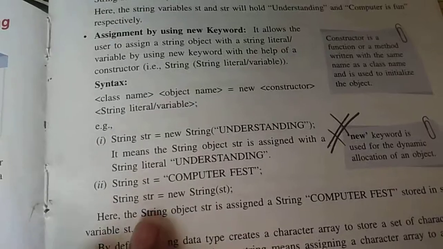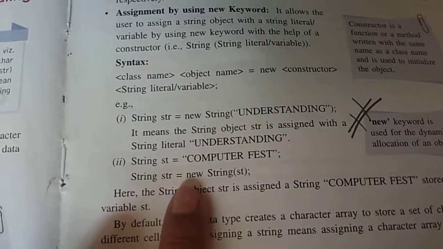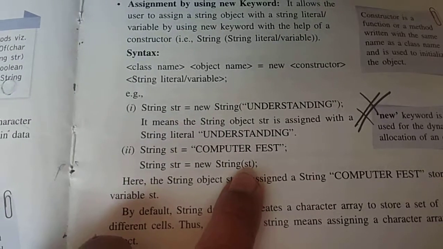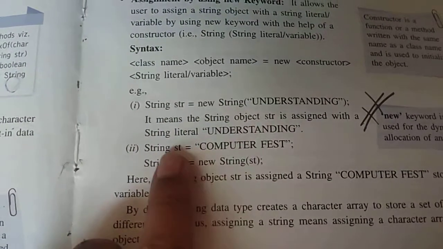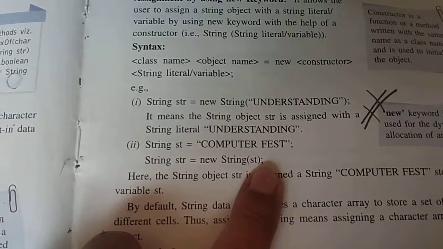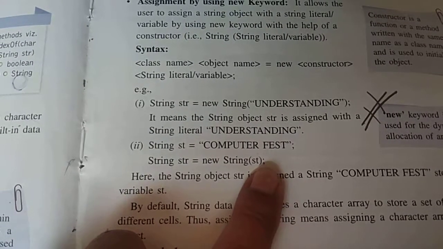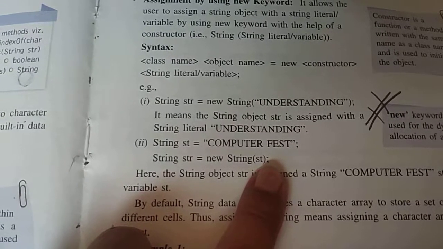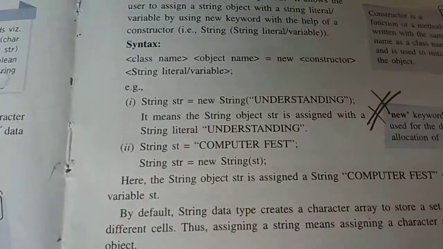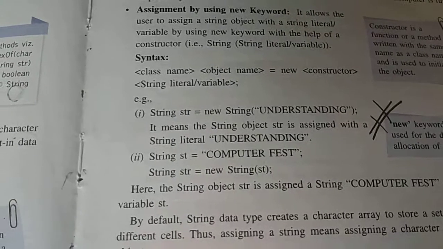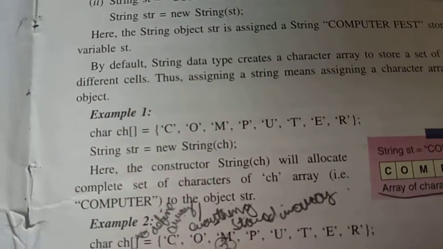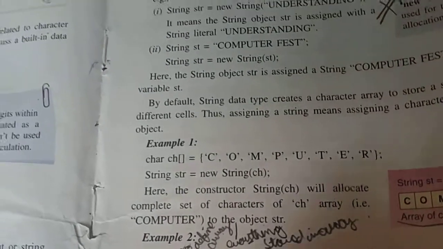So in the second example, string str is equal to new string, and within the brackets you can see that instead of a value we are passing a variable. So you can pass a variable also. So instead of the variable, it will take the value computer is fun. By this way you can input the value. Next is array. Array will be covered in the next chapter.